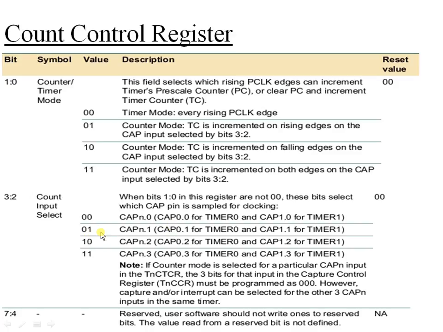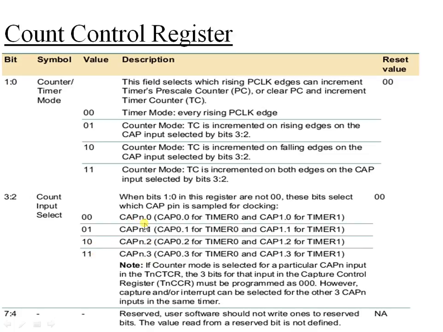Okay, now if it is 0 1, it means you are going with CAP n.1, where n again indicates whether you are using timer 0 or timer 1. If it is timer 0, then it would be CAP 0.1, that is timer 0's capture channel 1. If you are using timer 1, then it becomes CAP 1.1, which is nothing but timer 1's capture channel 1. In the same way, 1 0 is n.2, and 1 1 is n.3.